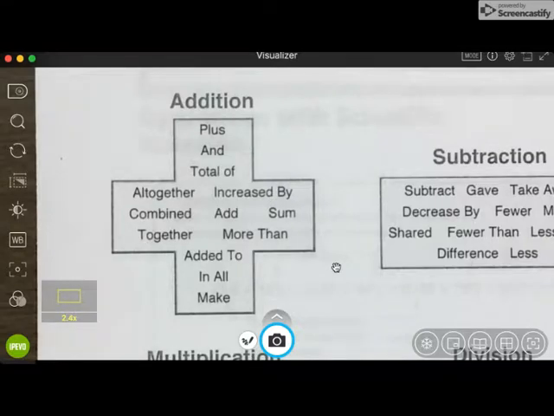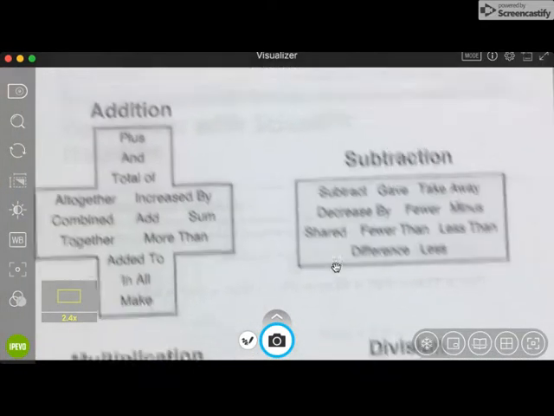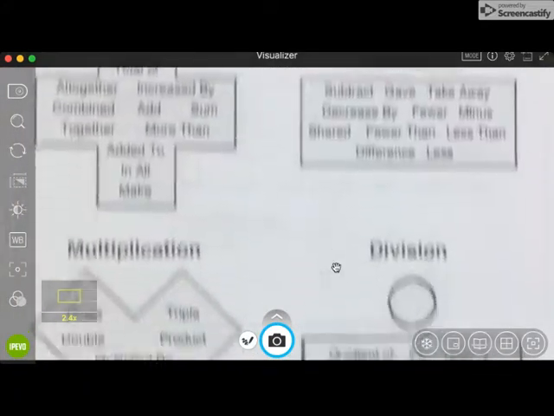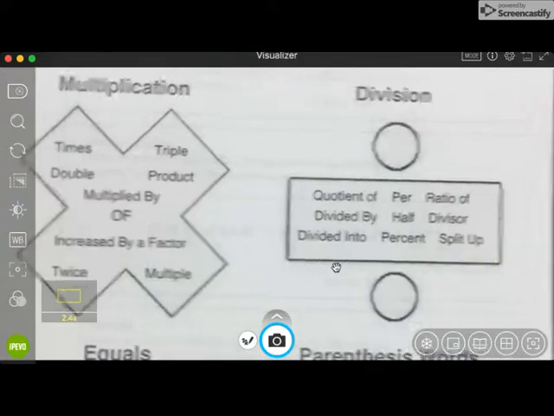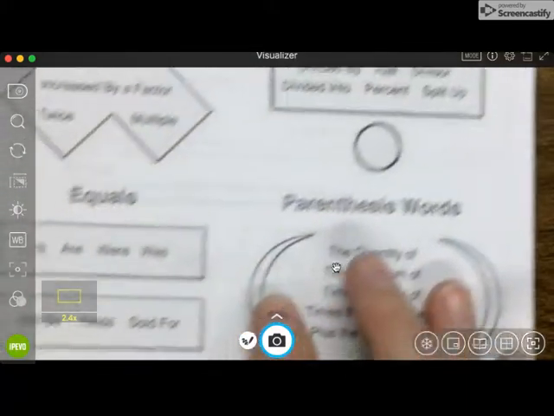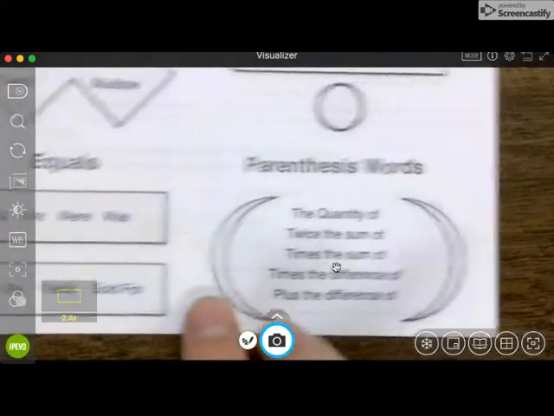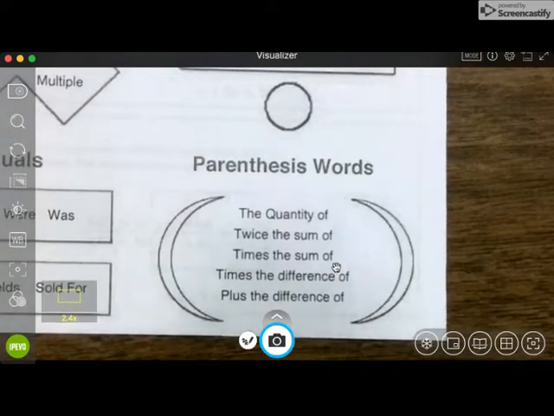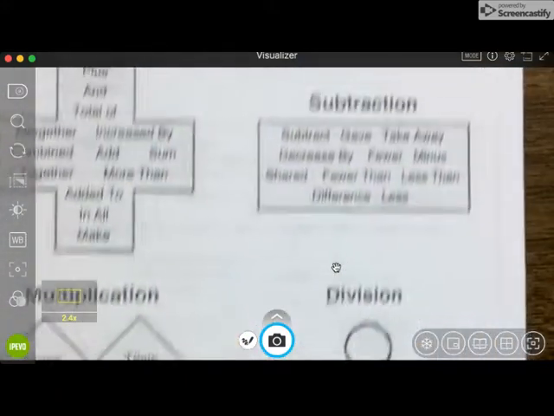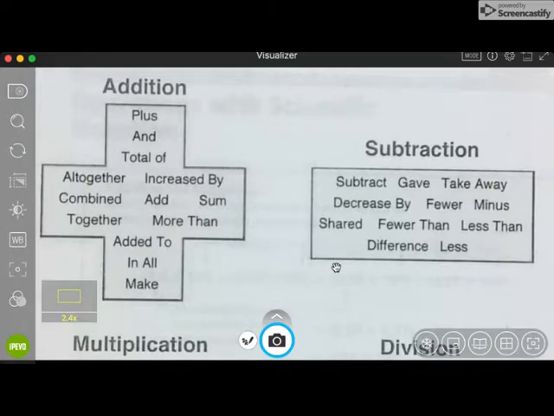So first we're going to look at all the different words and phrases that mean different things, right? Whether it's addition, whether it's subtraction, whether it's multiplication, division, equals, or parentheses, okay? So these are just some of the words that, if you're looking at a word problem, would mean these things. And that's going to be important as we go through today.